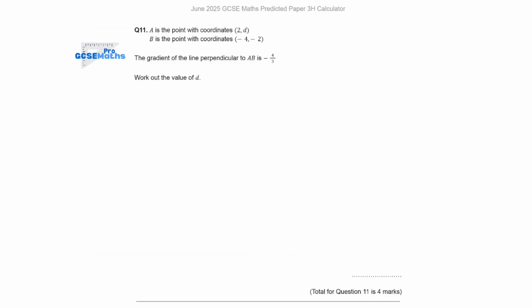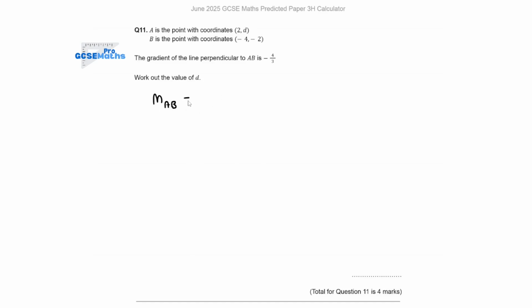Question 11. A is the point with coordinates (2, d). B is the point with coordinates (-4, -2). The gradient of the line perpendicular to AB is -4/3. Work out the value of d. So I could work out the gradient of AB.